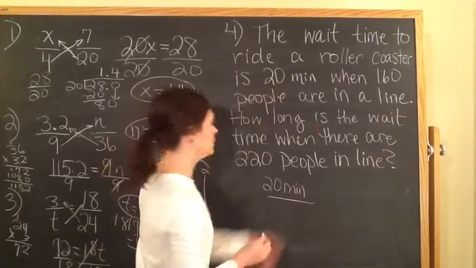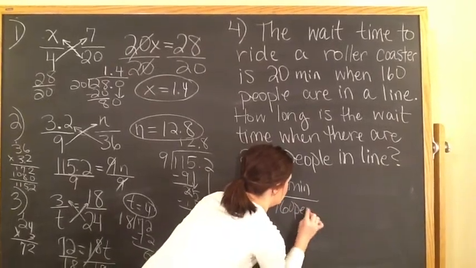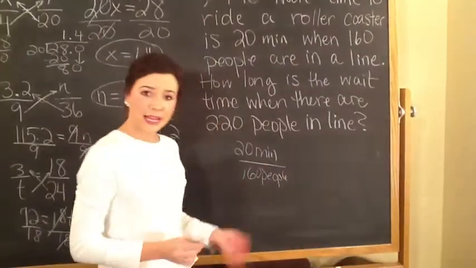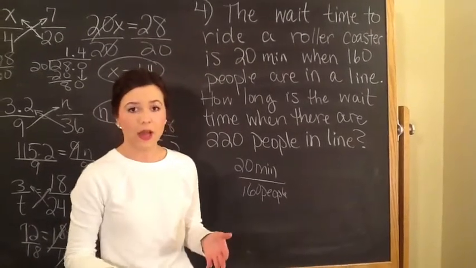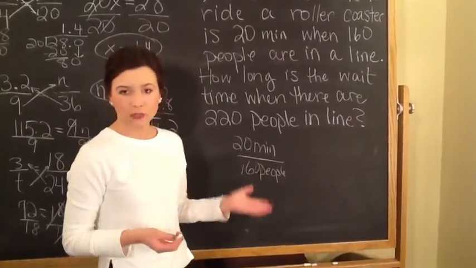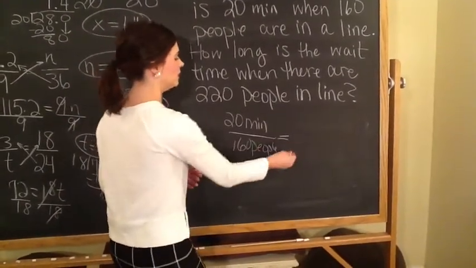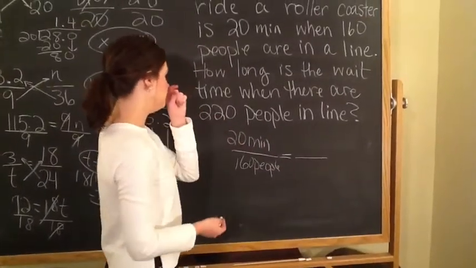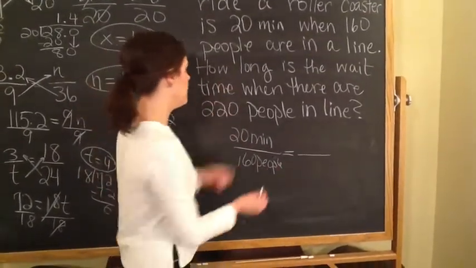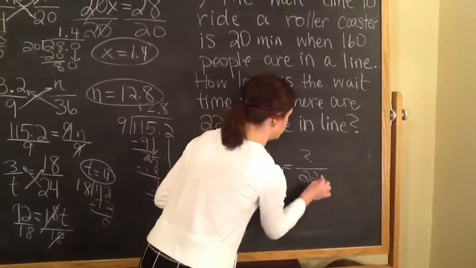So let's go ahead and put 20 minutes over how many people. It takes 20 minutes for 160 people. Now I'm labeling it just so I know that I'm setting it up correctly. Because if you don't set it up correctly, you're going to get a wrong answer, and we don't want that. So I know that I want my minutes in the numerator, my people in the denominator. Doesn't matter which way you do it, as long as you do it consistently. And then we need to find what is the wait time for 220 people.